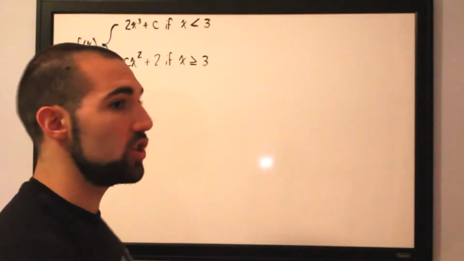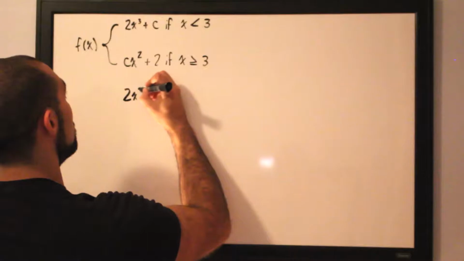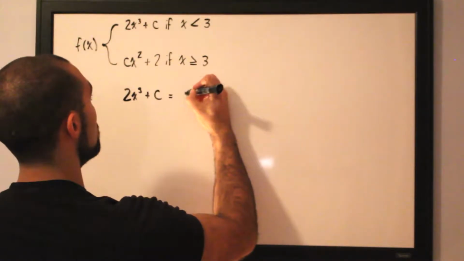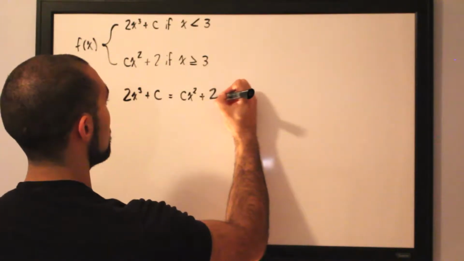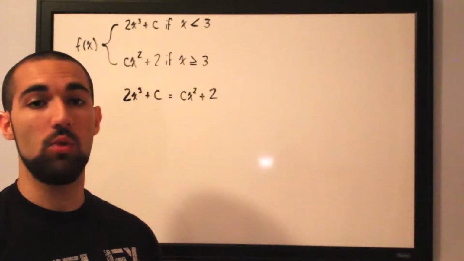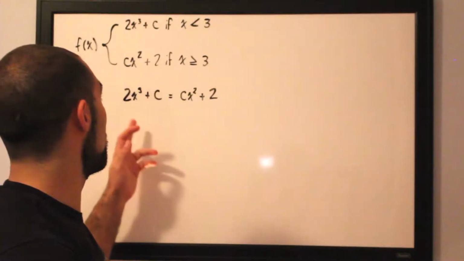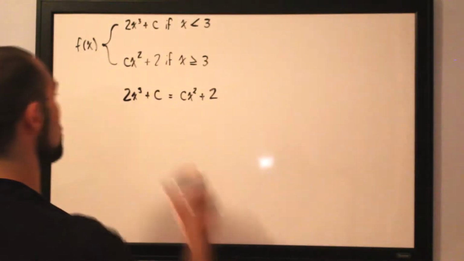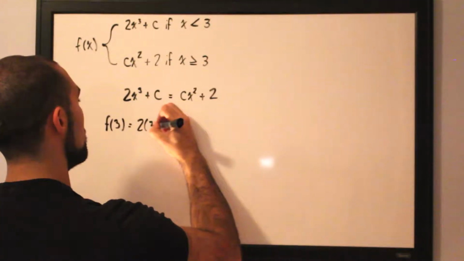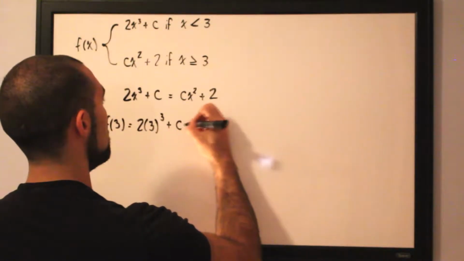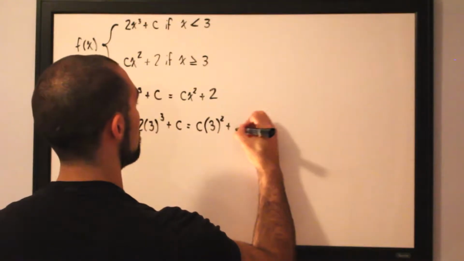However, let's take these 2 functions and set them equal to each other. So say we wanted to take 2x to the third plus c is equal to cx squared plus 2. Now let's say we wanted to evaluate this function at x is equal to 3, because that's where the continuity is going to take place. So if we were to plug in 3 for all x values, we would take f of 3, which is equal to 2 times 3 to the third power plus c is equal to c times 3 squared plus 2.